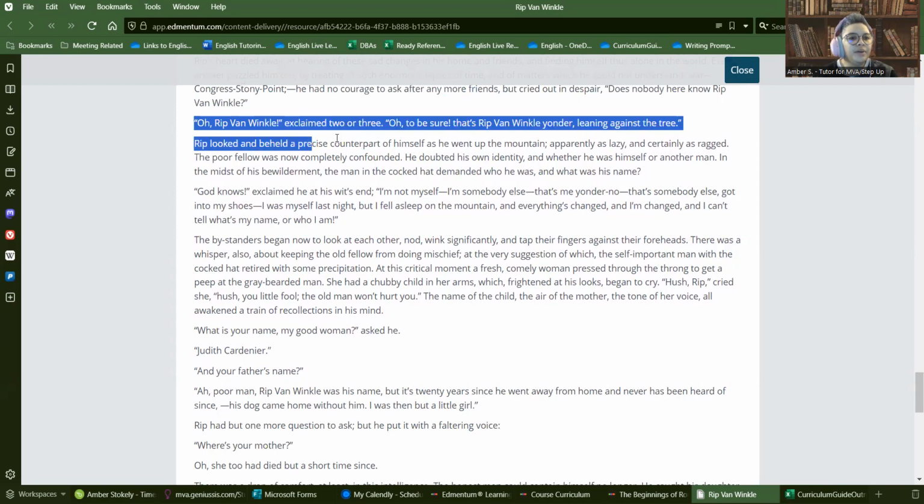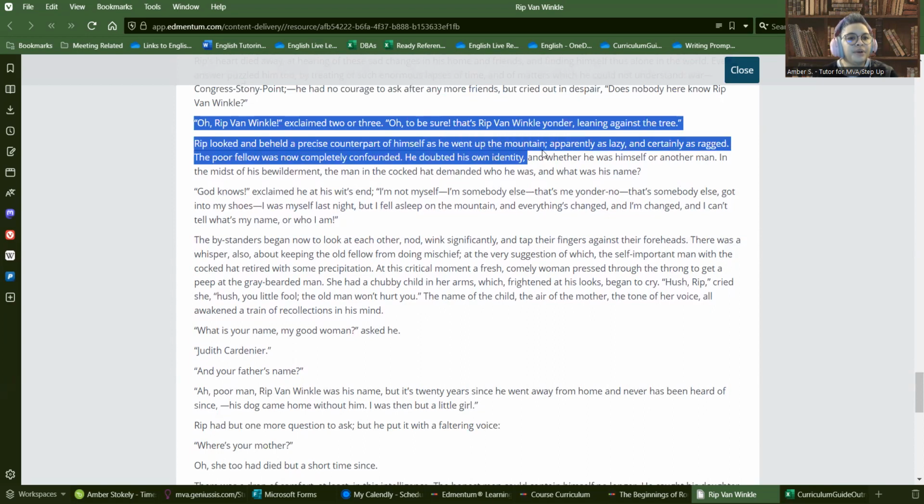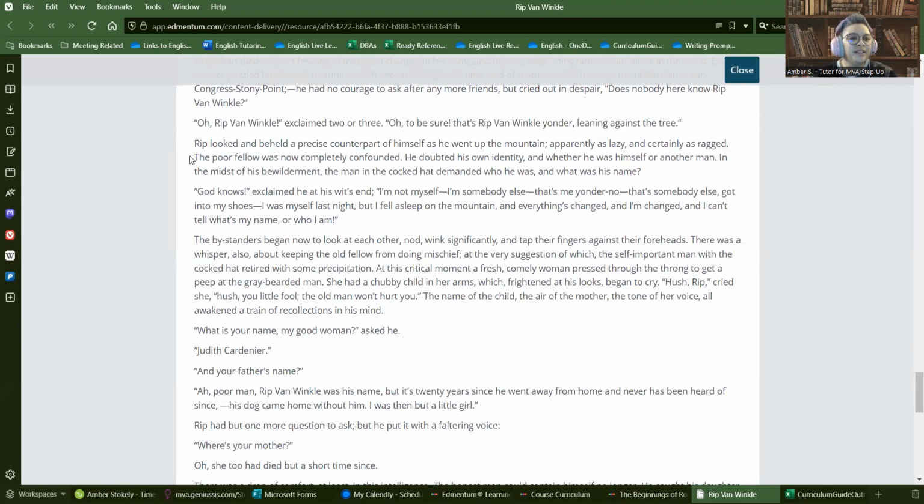Rip looked and beheld a precise counterpart of himself as he went up the mountain, apparently as lazy and certainly as ragged. So basically, they say he's leaning against a tree. They point to a version of him. He's looking at himself going up the mountain. And it looks the same. It says apparently as lazy and certainly as ragged. So now he's not sure if he's even himself, right? Because he sees himself going up a mountain.